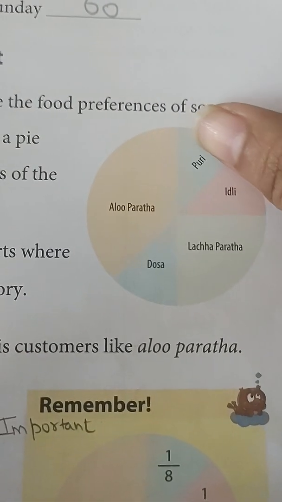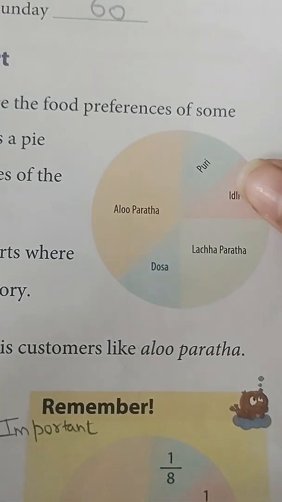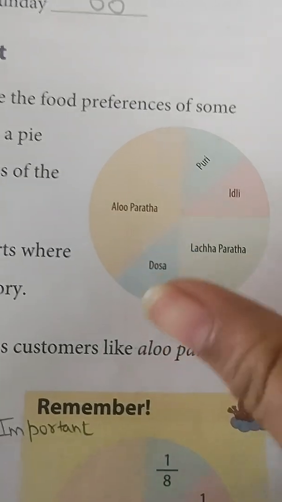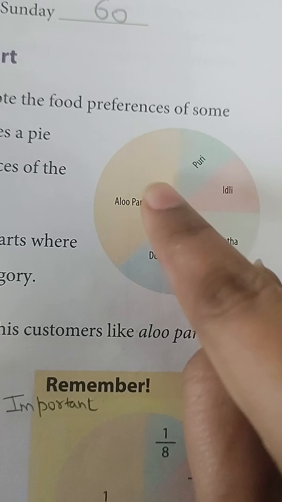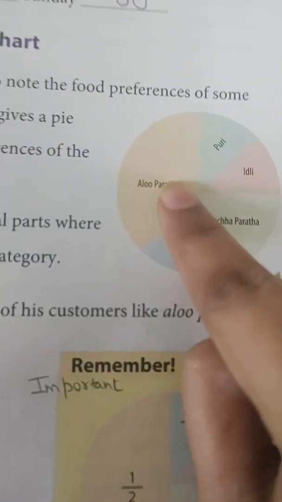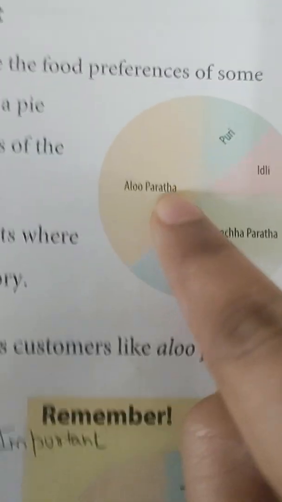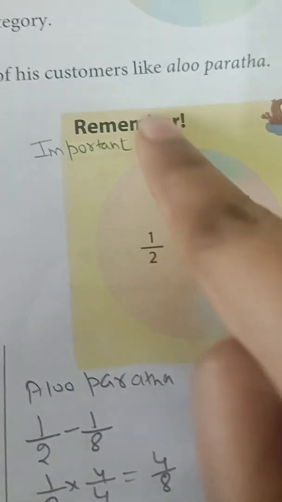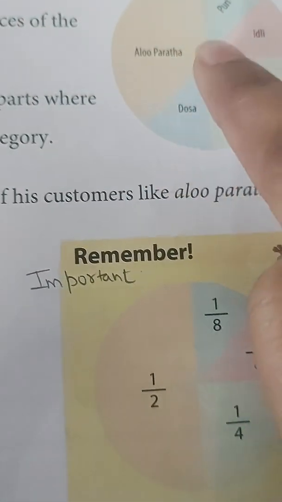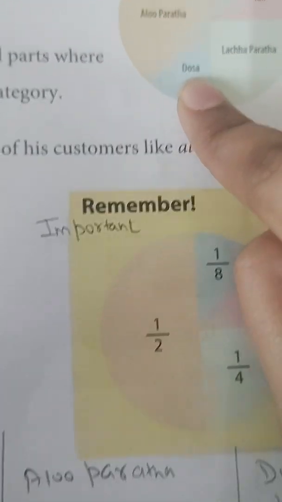Just by looking you can tell puri is 1 by 8, idli is 1 by 8, lachha paratha is 1 by 4, dosa is 1 by 8. But you cannot tell aloo paratha. So for aloo paratha we first have to find its fraction. As you know, this is half of the circle, and dosa is taken out from the half. So this is 1 by 8.